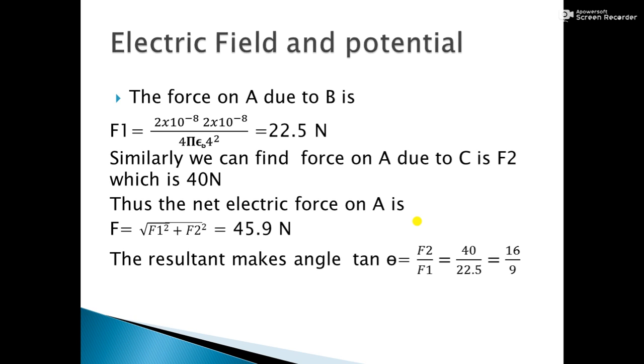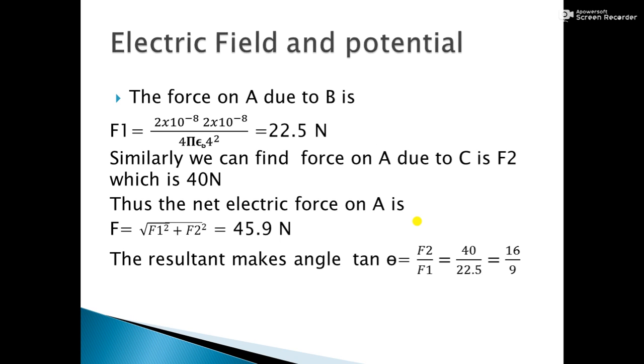Let us find out the force on A due to B. It is given by F1 equal to Q1 Q2 upon 4 pi epsilon 0 R square. Putting the values of Q1, Q2 and R, we will get it as 22.5 Newton. Similarly, we can find the force on A due to C, that is F2. Using the same formula, you will get it as 40 Newtons.